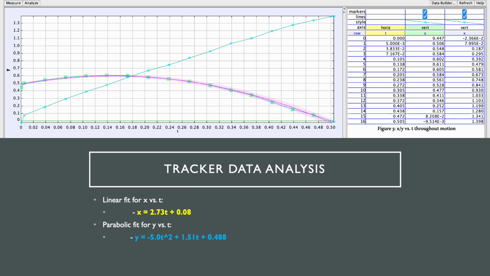The vertical position versus time graph follows a quadratic equation y equals negative 5t squared plus 1.51t plus 0.488. This parabolic relationship is expected because gravity produces a constant downward acceleration. These equations allowed me to determine the initial position and velocity that were used as the starting conditions in the GlowScript computational model.